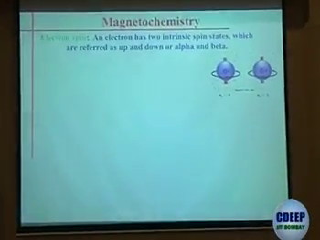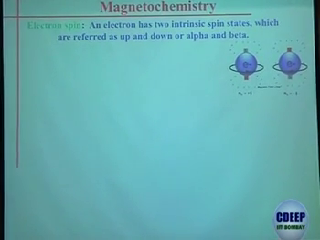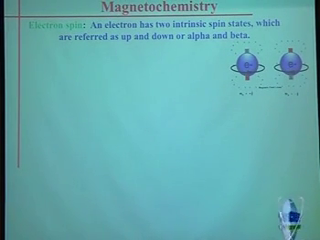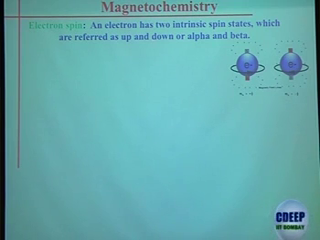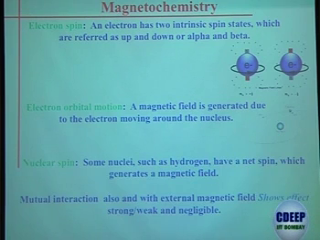Otherwise, if you are to discuss magnetochemistry, you have to understand electron spin. There is a little bit of physics in there. I will try to skip it because you have studied it already. We will show you the equations. So an electron has two intrinsic spin states, which are referred to as up and down, or alpha and beta spin. Electron orbital motion is nothing but what you see in the universe, the center is the nucleus and the electron is spinning. Now, nuclear spin, of course, some nuclei also have spin, you just read it, it becomes a little boring to teach because you know it.